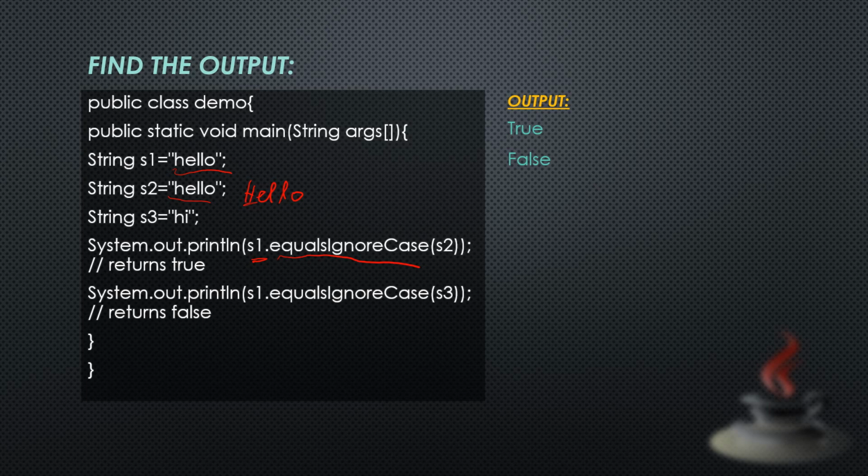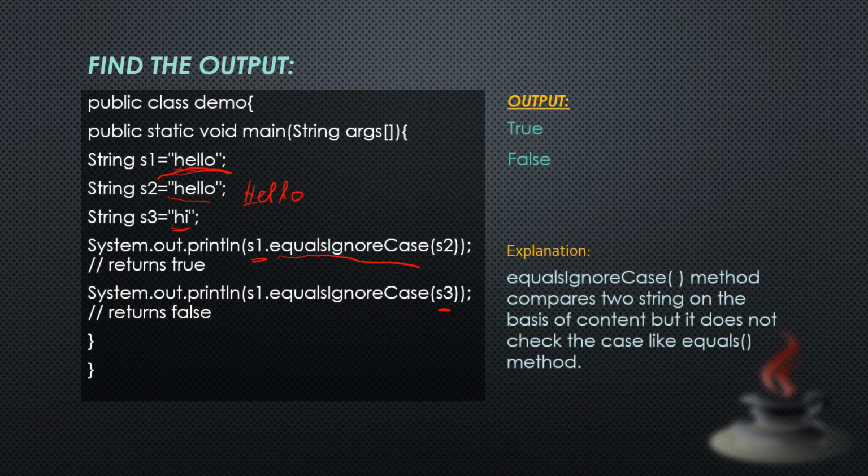Then in your second statement, s1.equalsIgnoreCase(s3). So if you see, s3 is hi, but your s1 is hello. Both the strings are not equal, so it returns false. So that is the explanation. That is, the equalsIgnoreCase method compares two strings on the basis of the content, but it does not check the case, unlike the equals method. Okay. Thank you. Have a nice day.